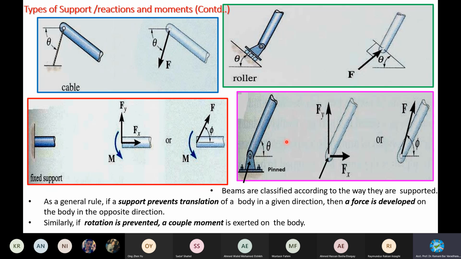And then coming here, again it is pinned. Pin means it can move in this direction. It cannot move in the other because it's inclined, right? Why do I have two forces? Because it's inclined, at an angle. So I take this one.